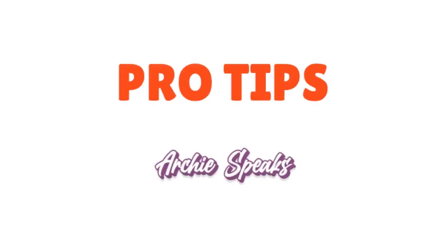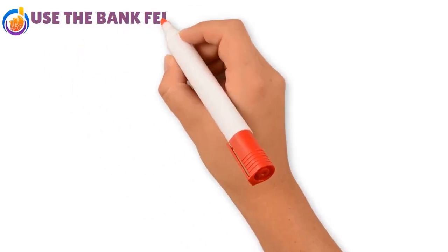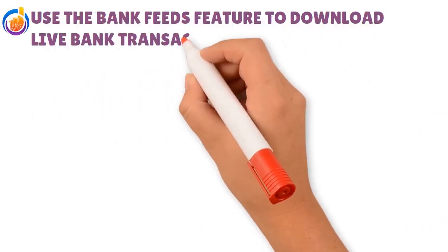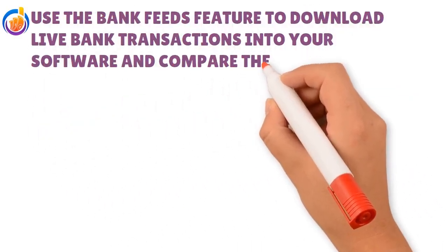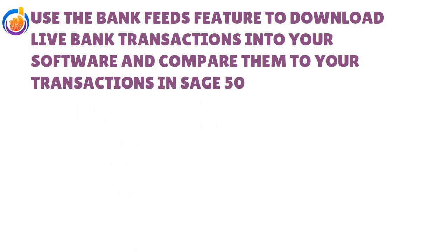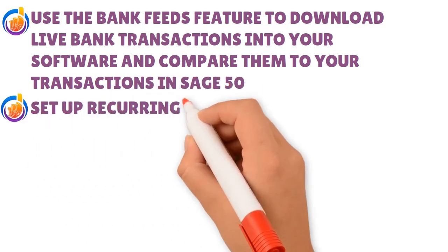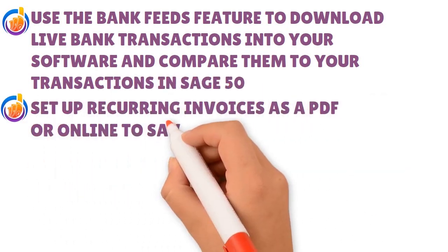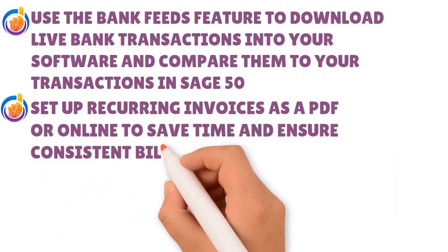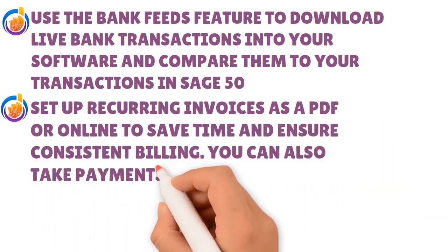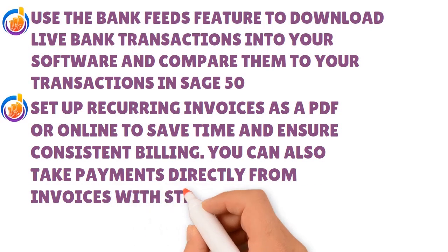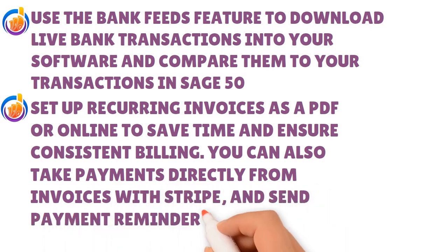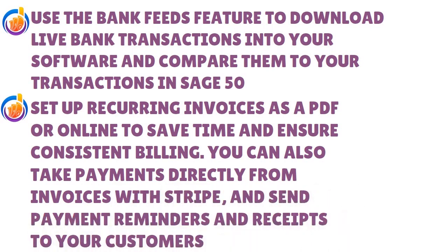Let me give you the pro tips here. When we think about Sage 50 invoicing software, what are some of the pro tips you need to keep in mind? Basically, you want to use the bank feeds feature to download live bank transactions into your software and compare them to your transactions in Sage 50. You want to set up recurring invoices as a PDF or online conduit to save time and ensure consistent billing. You can also take payments directly from invoices with Stripe and send payment reminders and receipts to your customers.